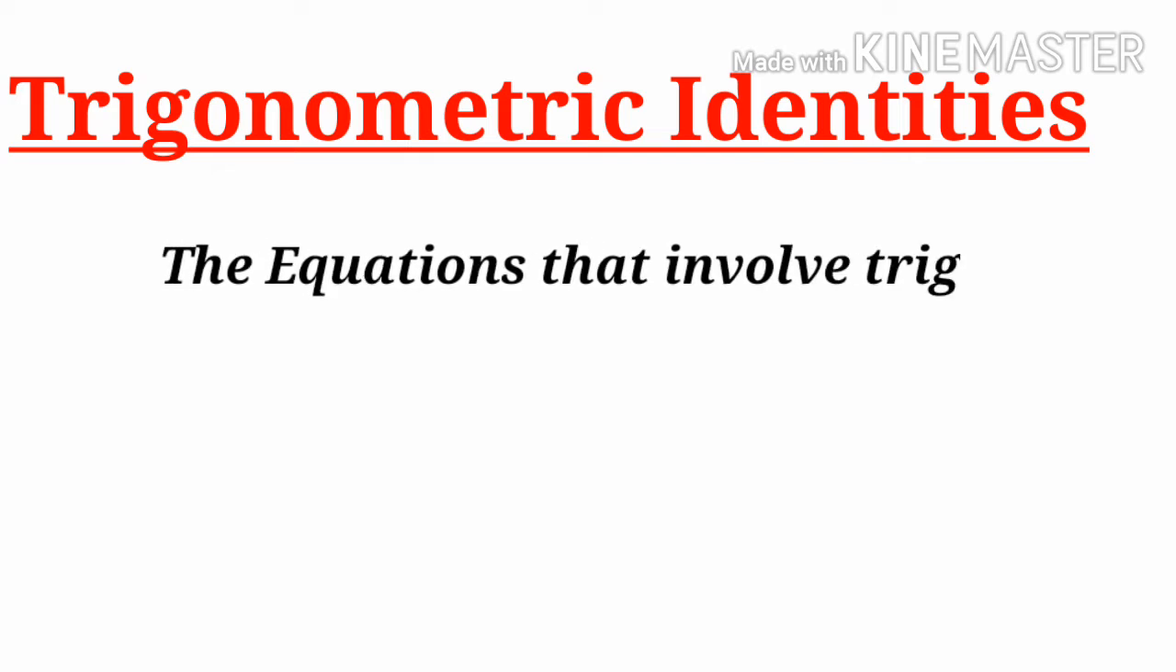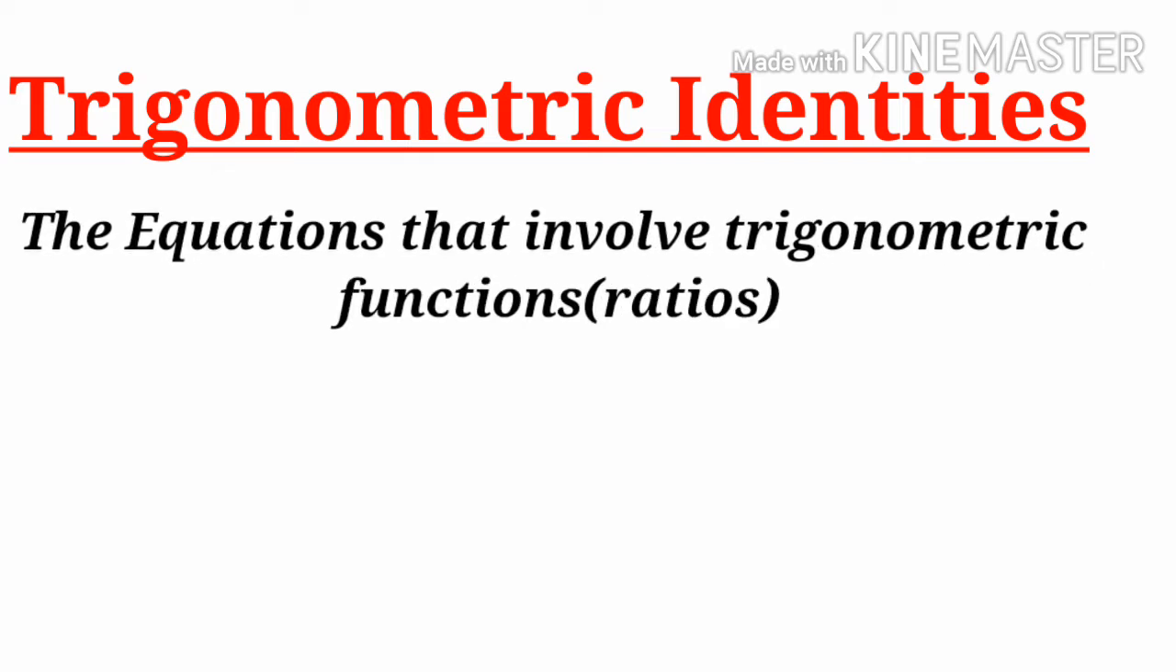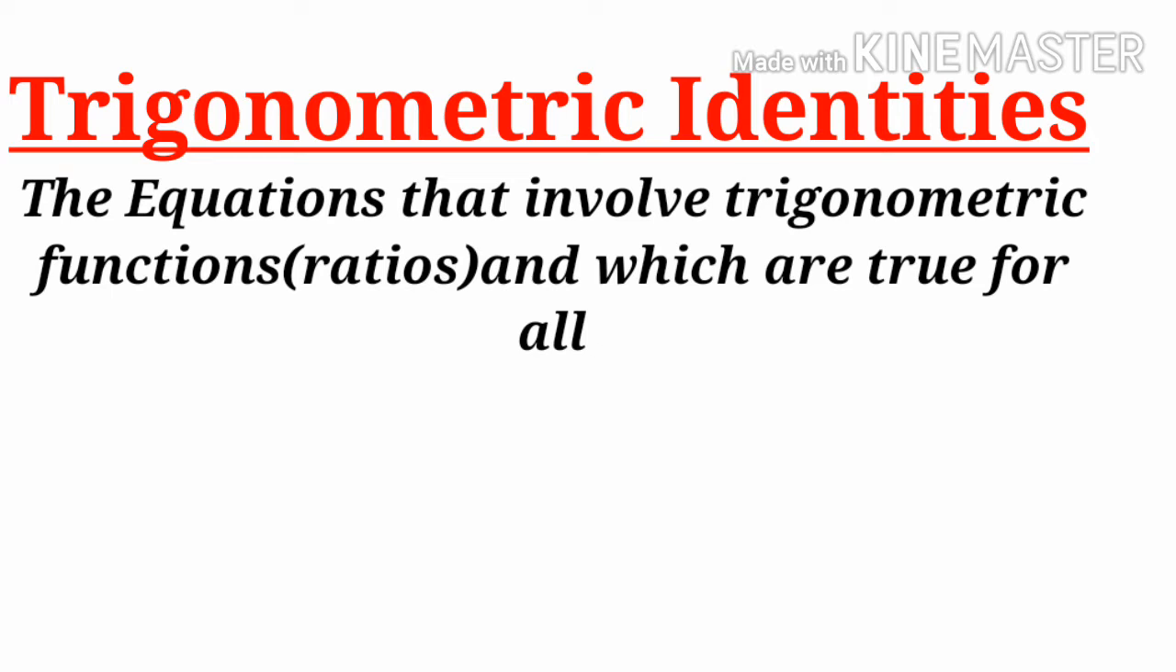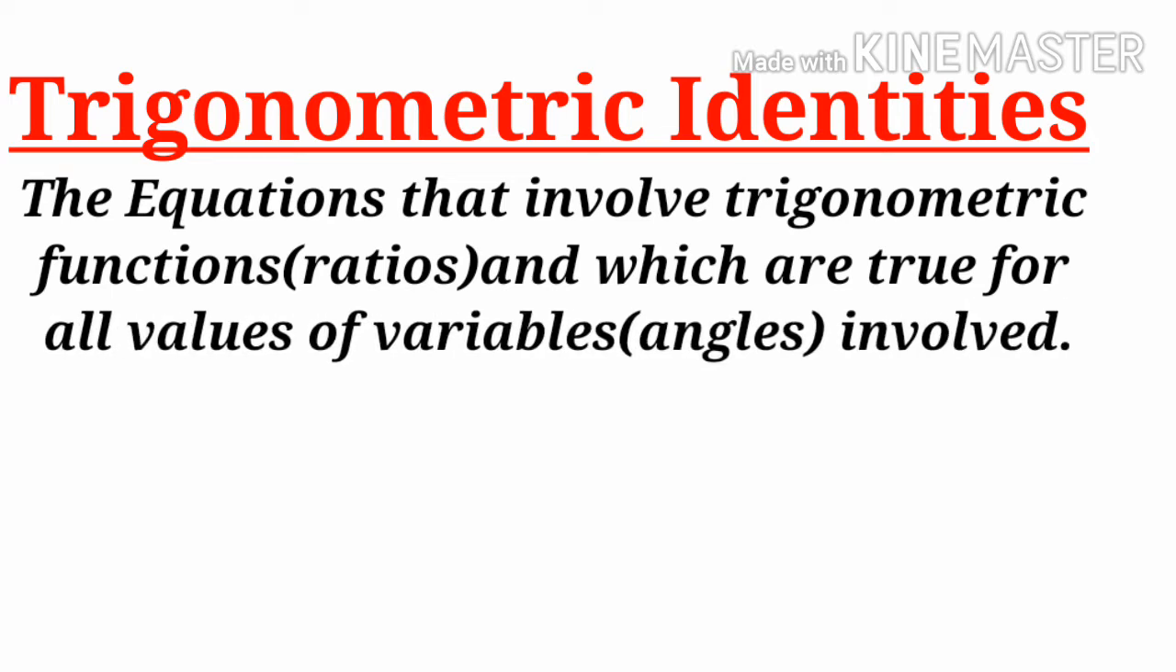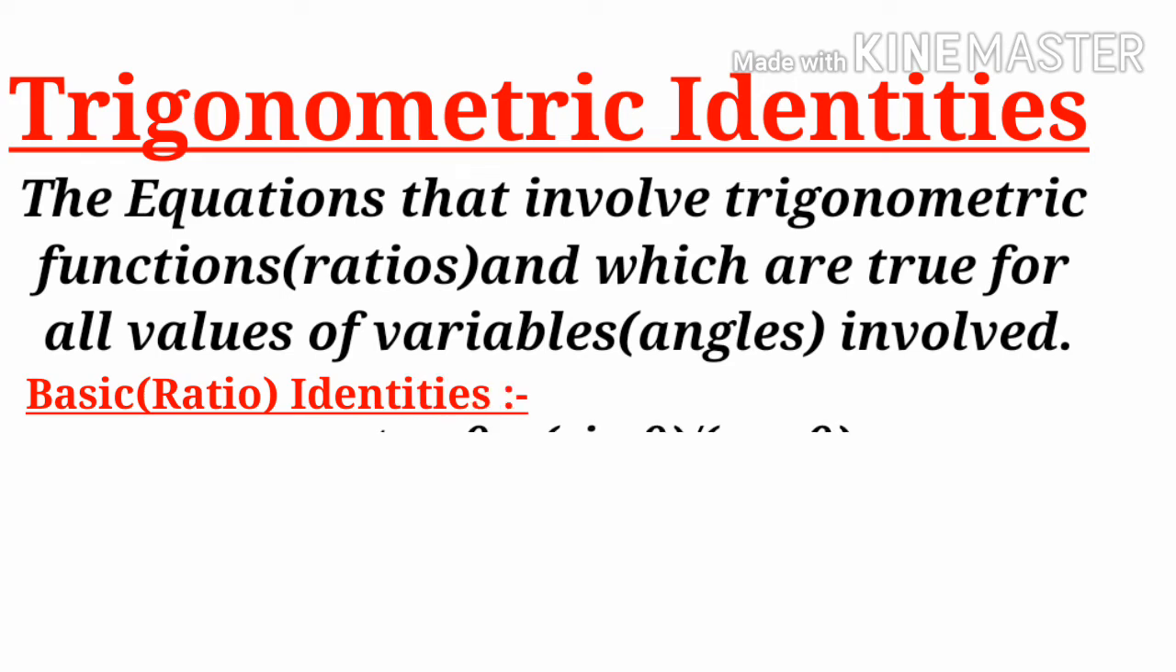What are trigonometric identities? The equations which involve trigonometric functions and which are true for all values of angles involved are called trigonometric identities. Basic or ratio identities.